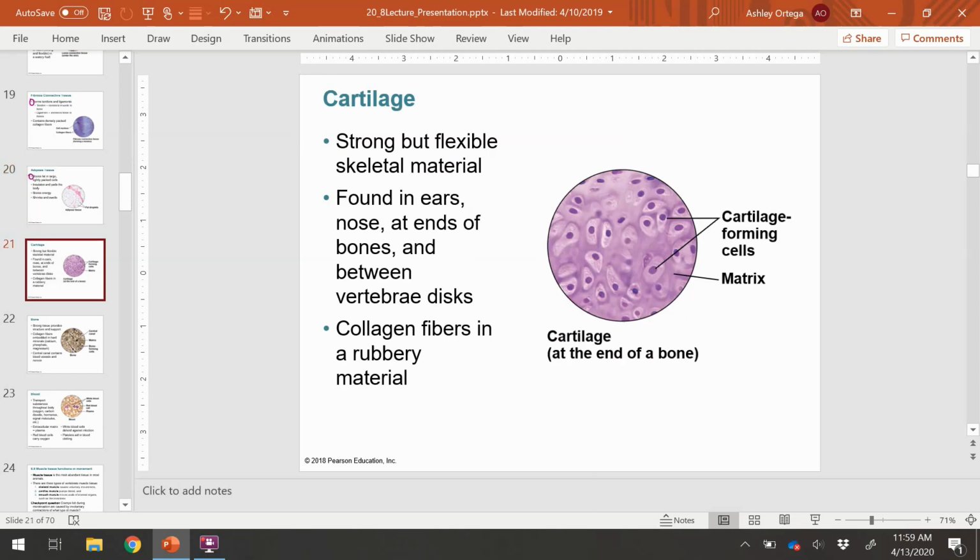So bringing us to cartilage here. Cartilage is going to be known for its strong but flexible material, skeleton-like. It's going to be found, as we saw in different animals, in replacement of bone, essentially, which makes it a very strong material. And so for humans, it's found in our ears, our nose, at the ends of bones, in between vertebrae discs. And it has a very rubbery material.